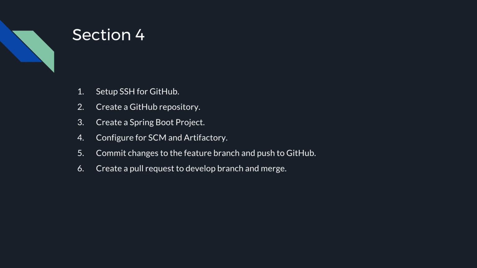We're going to create a GitHub repository. We're going to create a Spring Boot project. We're going to configure the Spring Boot project for source code management and Artifactory. We're going to commit the changes to the feature branch and push to GitHub, and we're going to create a pull request to the develop branch and merge.